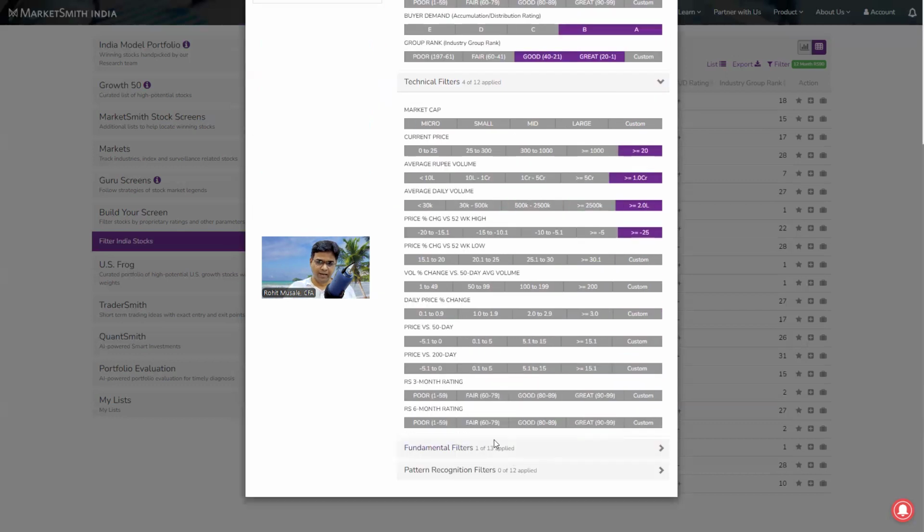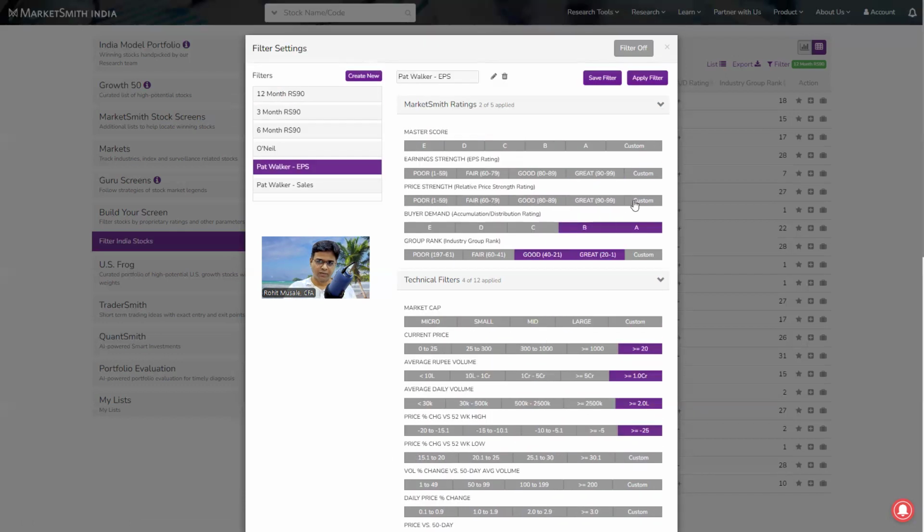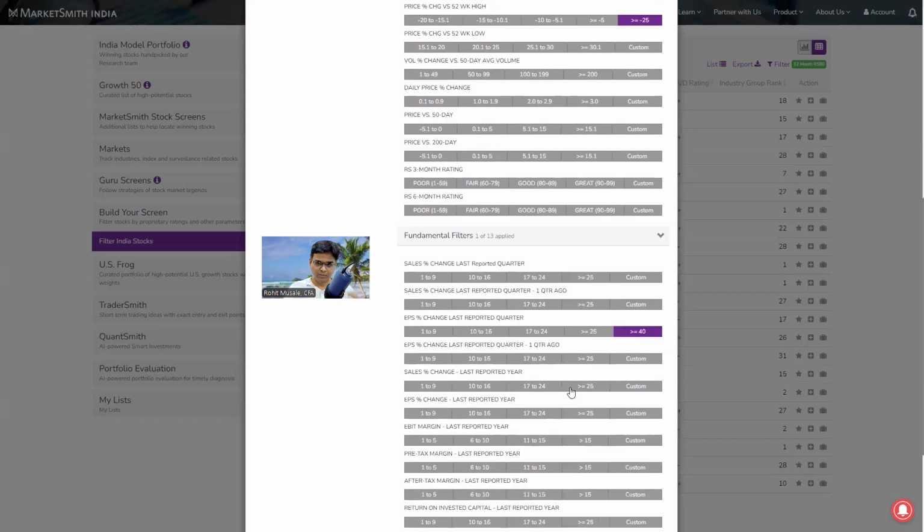Okay. Last filter is fundamental. Now, if you notice, Patrick Walker doesn't talk about relative strength, price relative strength, which is very important for me. But to compensate for that, he talks about the earnings strength. So EPS change last reported quarter. So for example, let's say there is a quarter from April to June. Let's say the earnings compared to the previous year April-June quarter, if the earnings have gone up 40% or more, then we are interested in the stock.